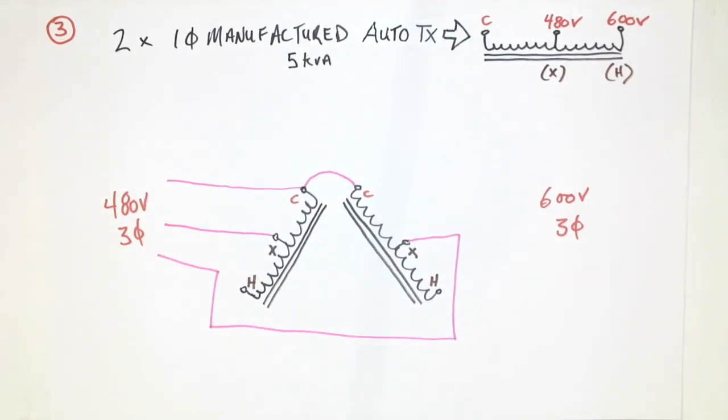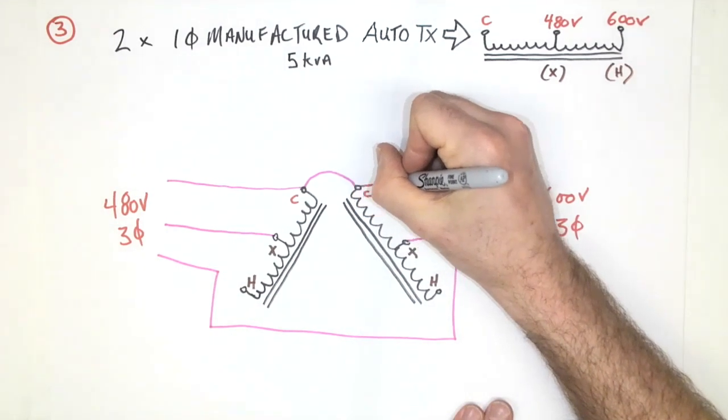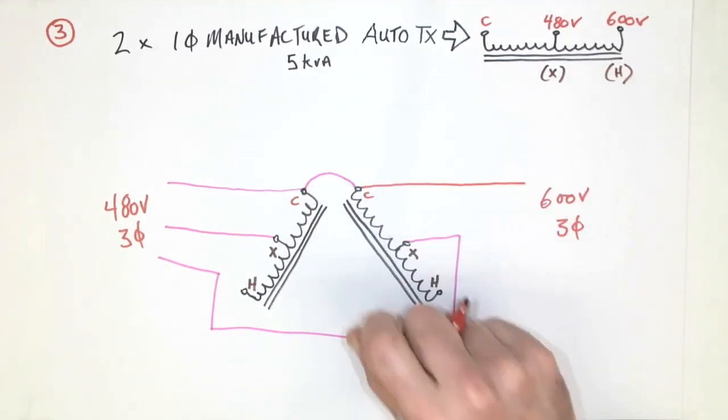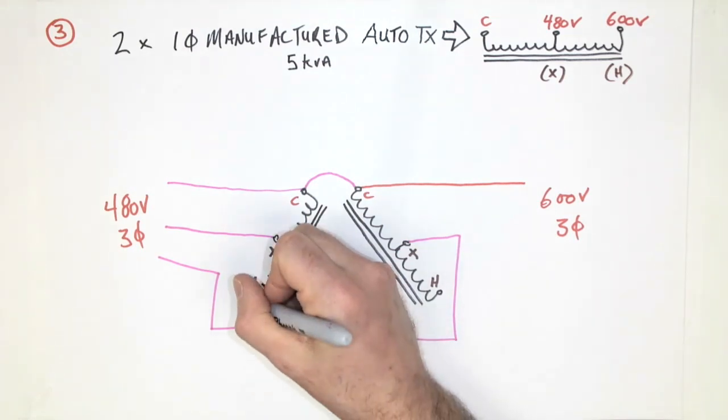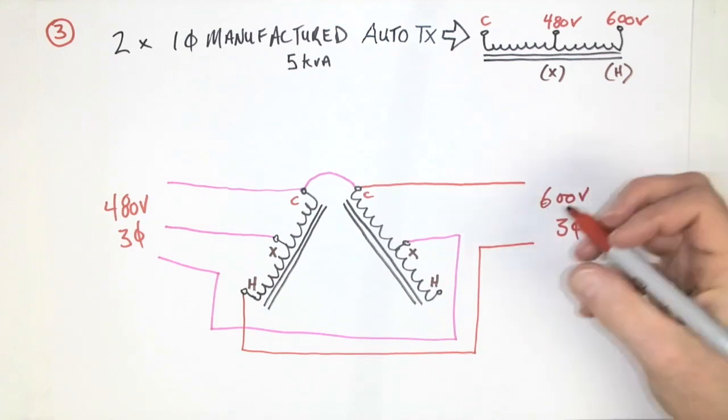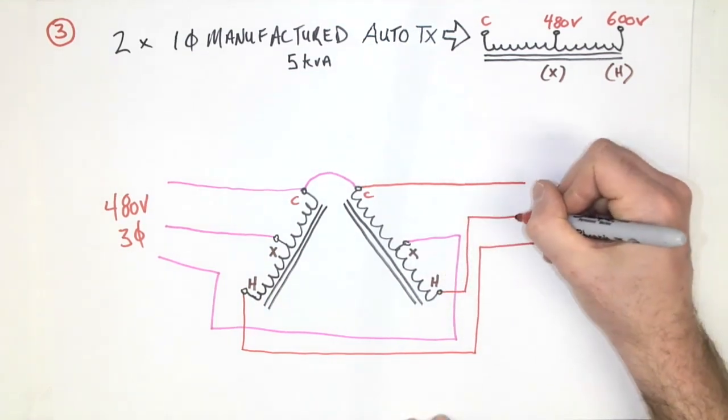The high side of this installation will connect to the exact same point. We didn't even have to come from here. It could have come from there. It doesn't matter. And off of the H terminals, we then progress back to our 600 volt load.